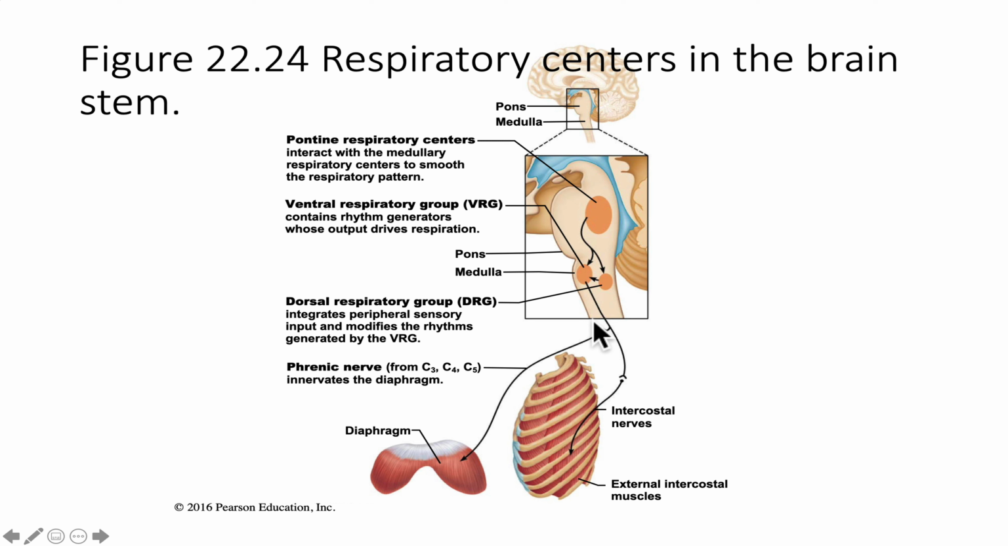What they're trying to show you here is that as signals are fired off, some signals go to the diaphragm via the phrenic nerve, and other signals go to some of the muscles that help us breathe, the external intercostal muscles. As the signals go out, they cause excitatory or inhibitory signals. And what ends up happening is we breathe, inhale and exhale.